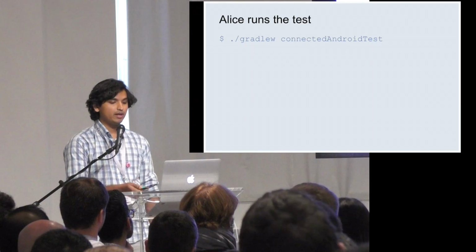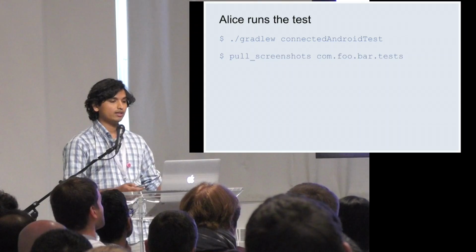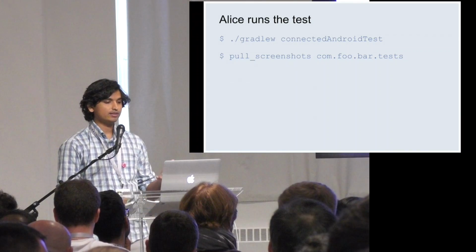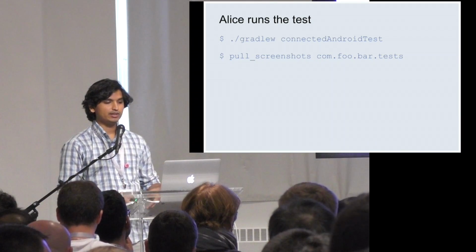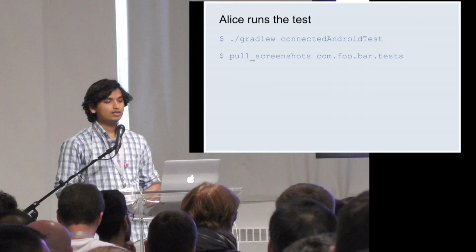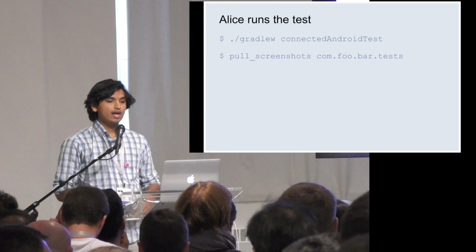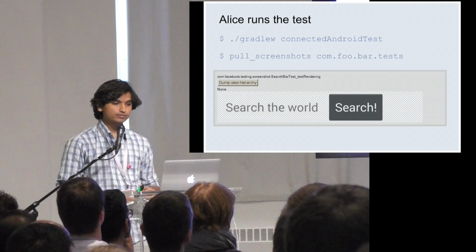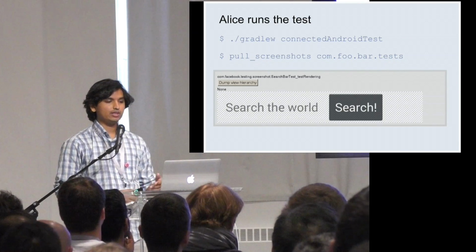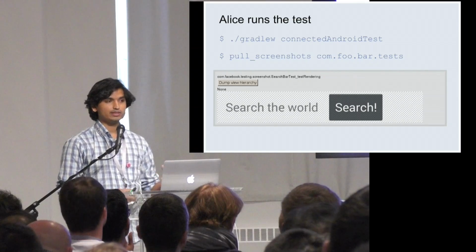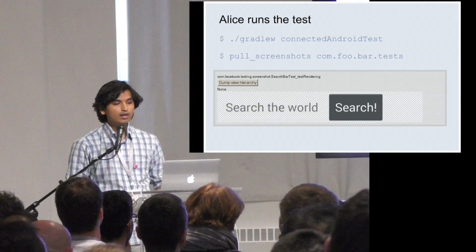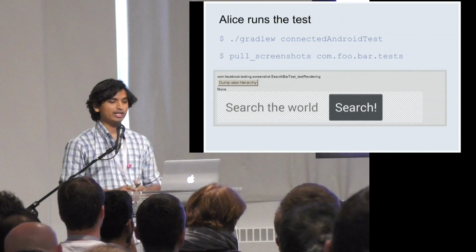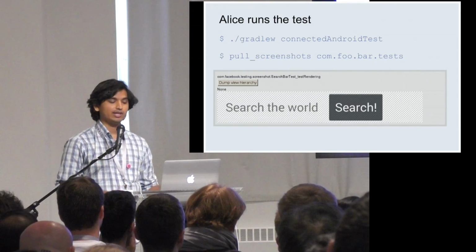That's great, but now she needs to see what the screenshot looks like. Our library provides a script, pull screenshots, and it takes the package of the test. You have to define a package for the test APK. So you just pull screenshots on that package name, and we dump an HTML file with the rendering of the view. This was really fast. She got feedback on how this view looks with very little effort, as opposed to plugging it into a full-blown app. It also has some small features, like a dump view hierarchy, so there are small debugging abilities without having to have a running app.